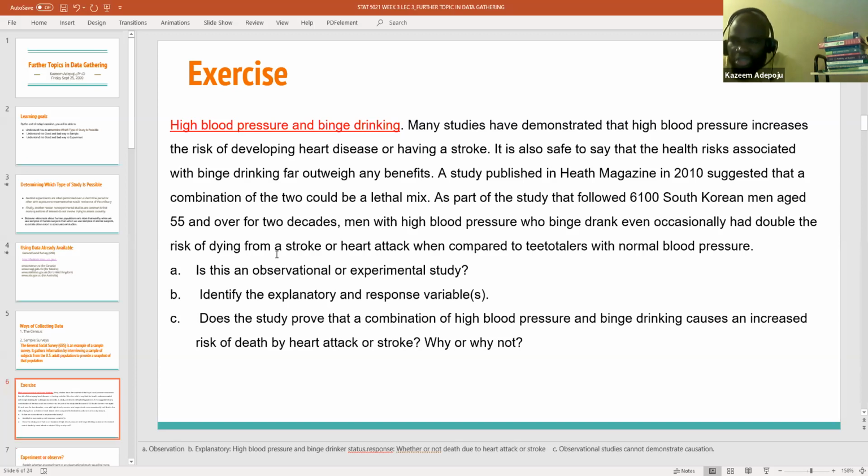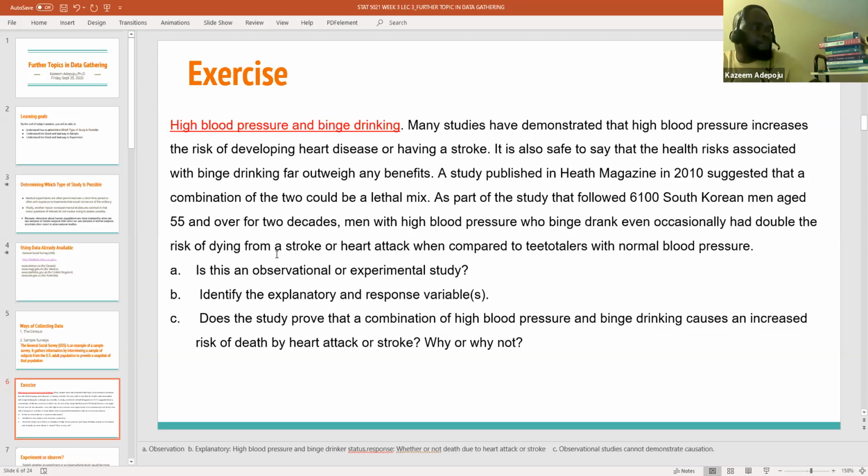And C, does the study prove that a combination of high blood pressure and binge drinking causes an increased risk of death by heart attack or stroke? Why or why not? It is because this is an observational study. An observational study does not promote causation. I'm talking about causation, how one variable causes the other to happen. And that is the reason why I said observational study cannot demonstrate causation. It is only experimental study that demonstrates causation. And in this case, observational study applies. Therefore, observational study does not promote causation.